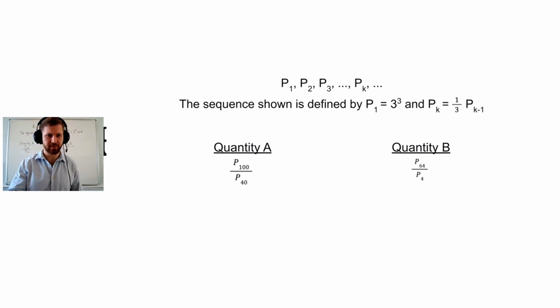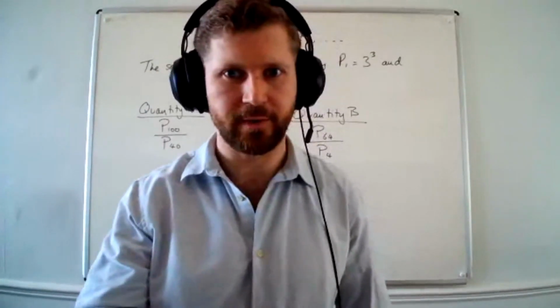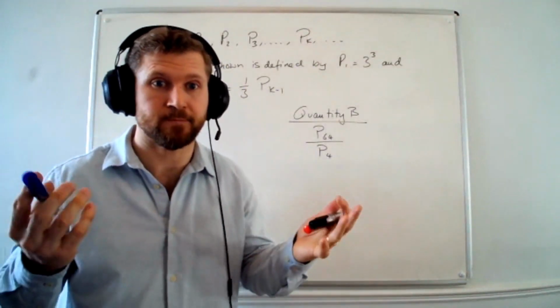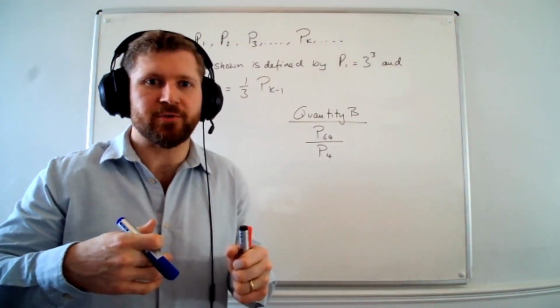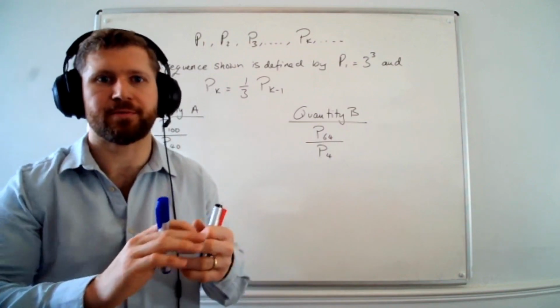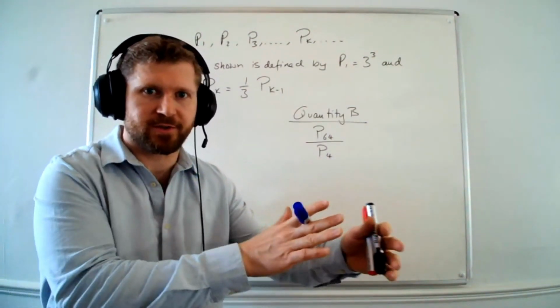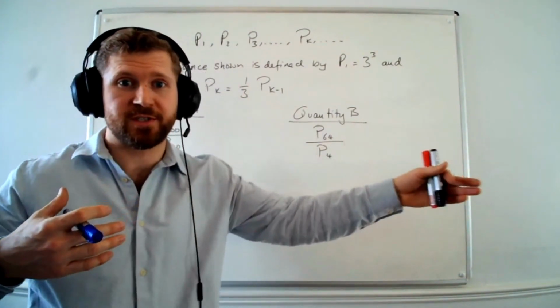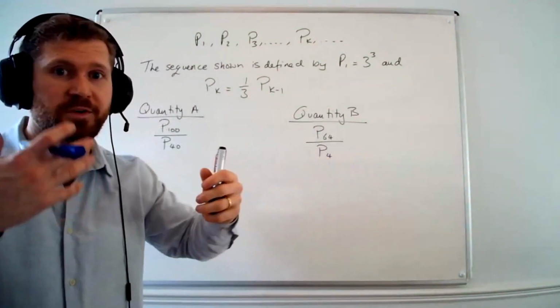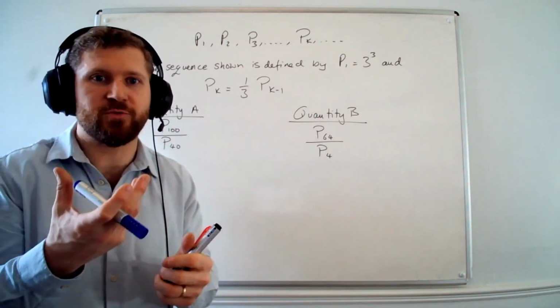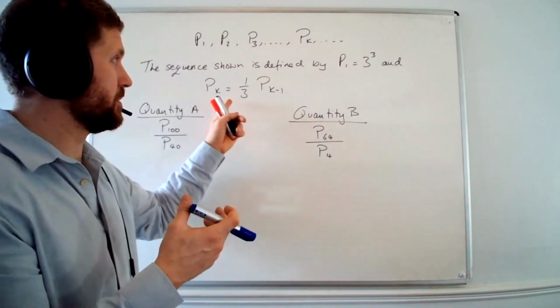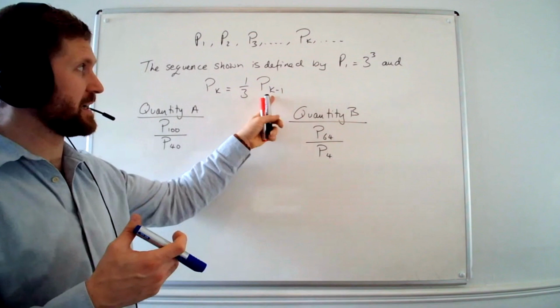Okay, now's the chance to pause it if you want some more time with this one, but let me take that question away so that we can get to the solution here. All right, different way of defining the sequence this time. So that list at the top, the P1, P2, P3, PK, tells us we've got a sequence that's going to go on forever. We've got this general term PK, and we get told the first term here. So 3 cubed is the first one, and each term I find from taking the last one and multiplying it by a third.